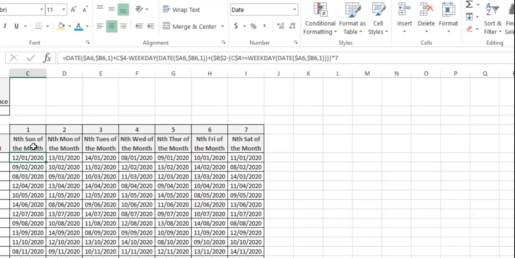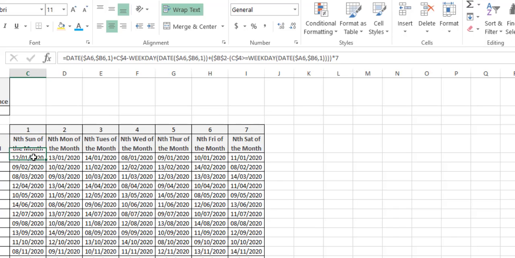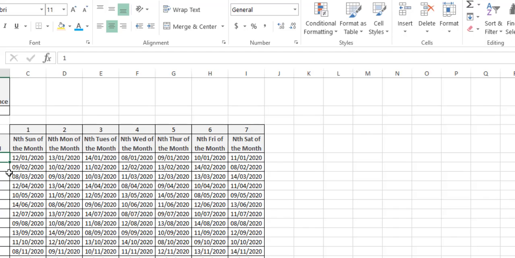The second occurrence of the Sunday. What exactly this formula is doing: this is the year, this is the month, which is Jan, and in the month of Jan, the second Sunday was on 12 Jan.